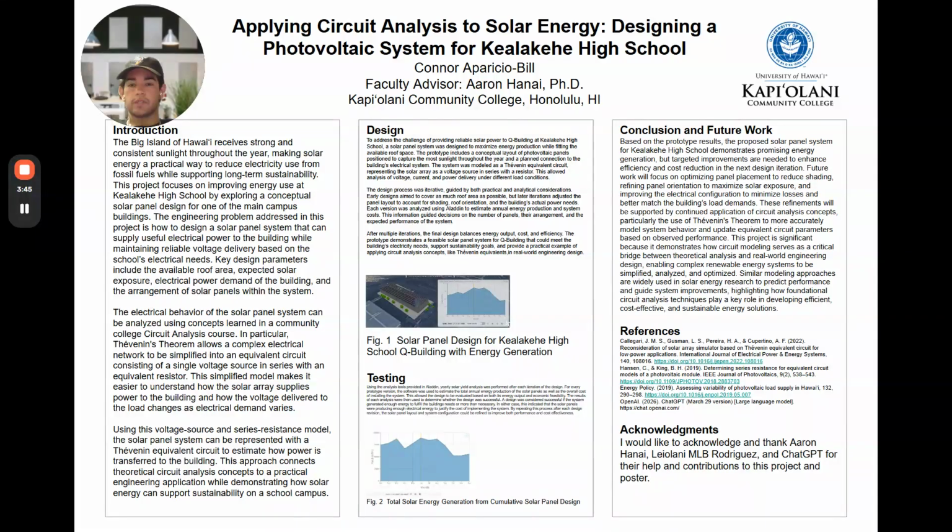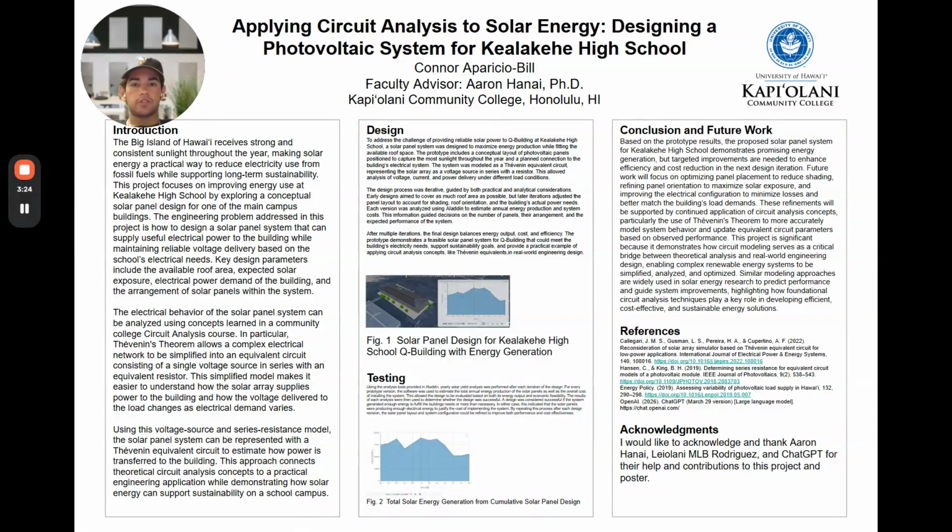Using this voltage source and series resistance model, the solar panel system can be represented with a Thevenin equivalent circuit to estimate how power is transferred to the building. This approach connects theoretical circuit analysis to a practical engineering application while demonstrating how solar panel energy can support sustainability on a school campus.